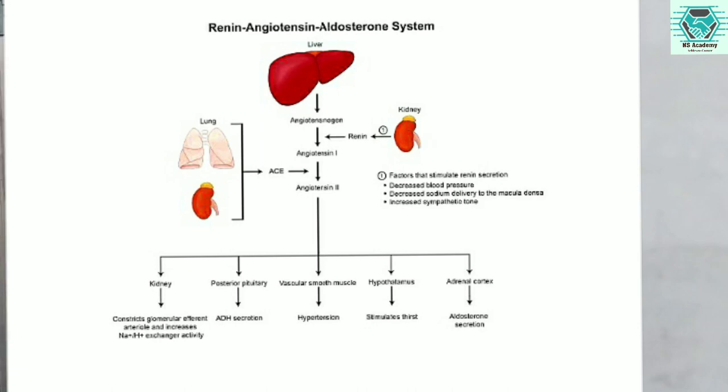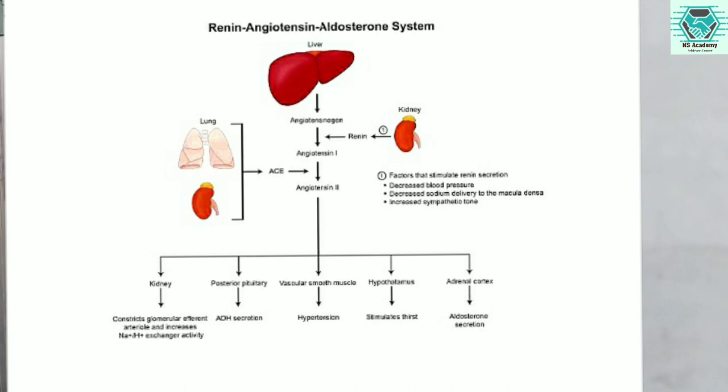Its action on the kidney is that it constricts the glomerular efferent arteriole and increases Na plus H plus exchanger activity. In the glomerulus there are the afferent arteriole and the efferent arteriole, and it constricts the efferent arteriole. In the posterior pituitary, it helps in the secretion of ADH, that is vasopressin. The two neurohormones secreted from the posterior pituitary are oxytocin and ADH. So it helps in the ADH secretion.